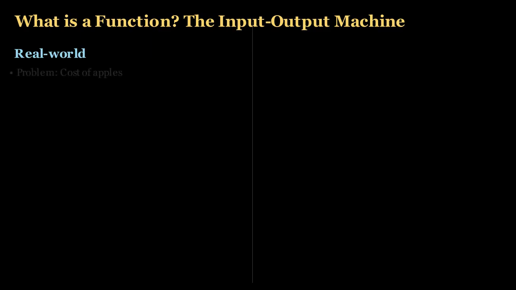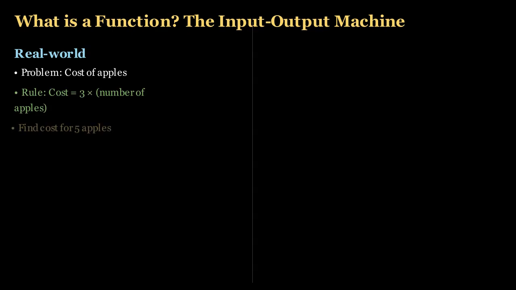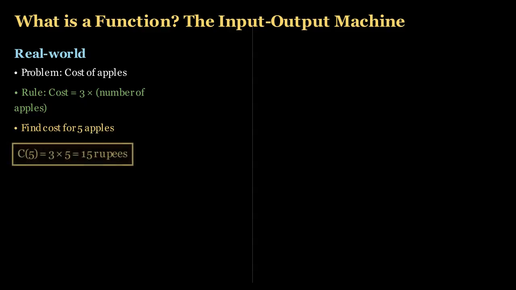Now, if you buy 5 apples, what's the cost? We just plug 5 into our function, C(5) = 3 times 5, which is 15 rupees. The rule gives exactly one output for that input. This same idea, a rule turning an input into an output, is how we model everything from bank interest to the path of a rocket.